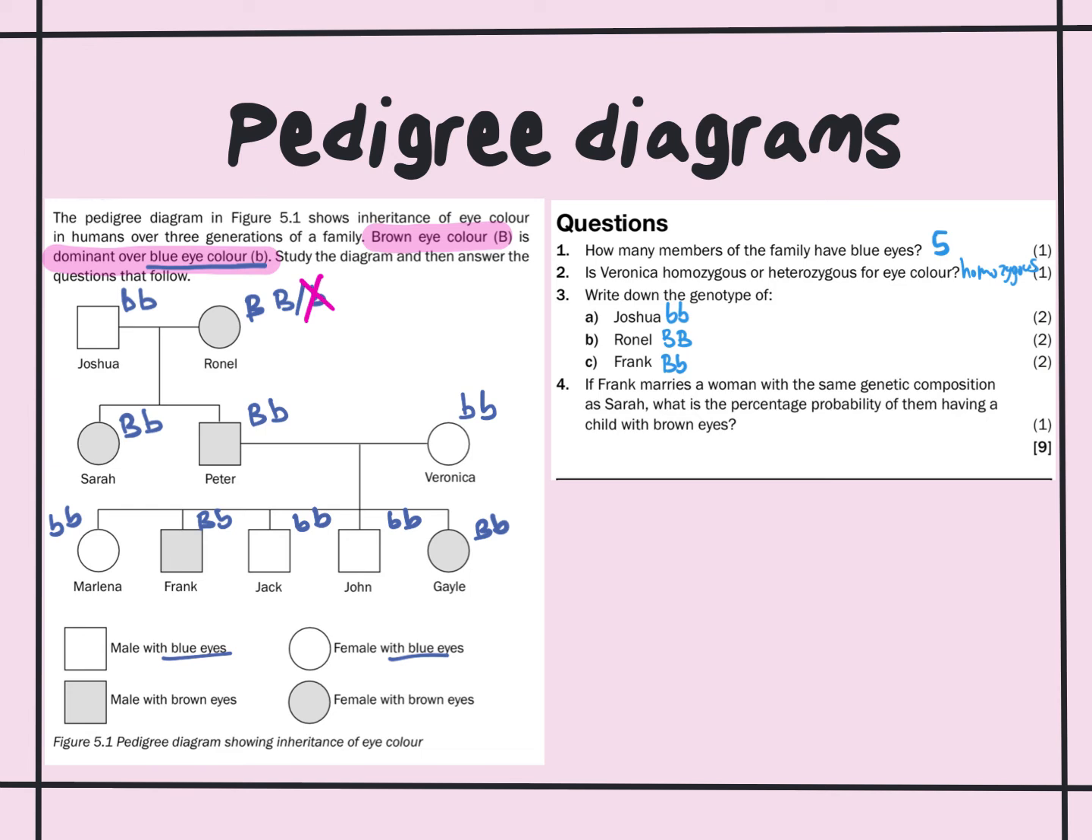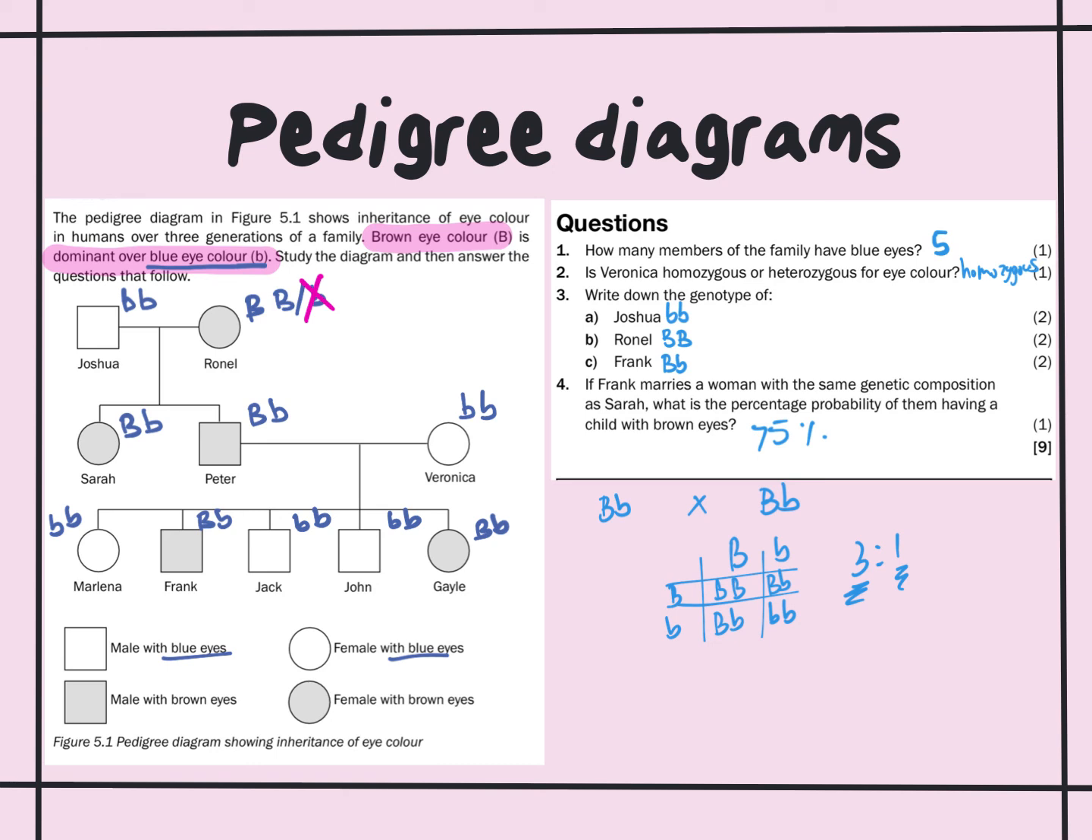If Frank marries a woman with the same genetic composition as Sarah, so we've got Frank being big B, small b, and Sarah big B, small b, what is the percentage chance of them having a child with brown eyes? You just do a very quick genetic cross, big B, small b, by big B, small b, and fill in the genotype of all the individuals. But because it's two heterozygous parents, we know that there's going to be the ratio of 3 to 1, 3 being the dominant trait and 1 being the recessive. So actually it's a 75% chance. They've asked for a percentage. If they just asked chance, you could have said a 3 in 4 chance, which would be 75%.